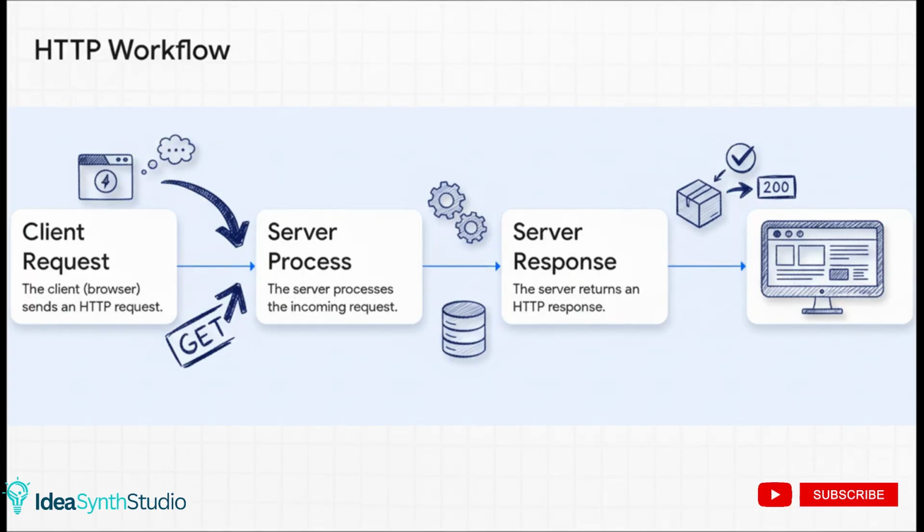And here is that request-response cycle in action. It's a four-step dance that happens in the blink of an eye. Your browser, the client, sends a request, something like "get me the home page." The server grabs the files, works its magic, and sends back a response package with the content and a little status update. And finally, your browser pieces it all together into the web page you see.